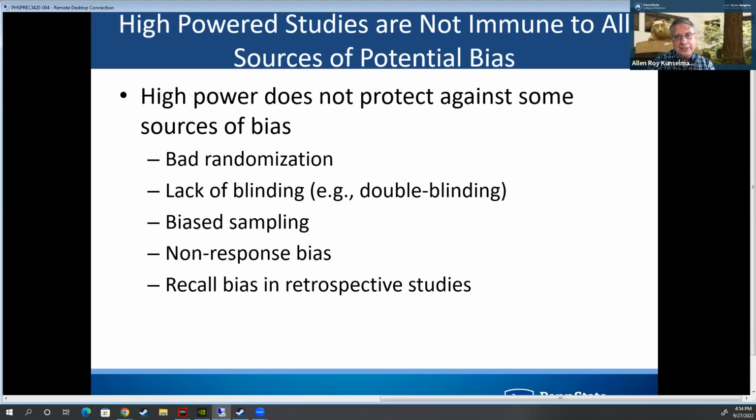And high-powered studies are not immune to all sources of potential bias. So high power does not really protect the study against bad randomization, a lack of blinding, biased sampling, non-response bias, recall bias. So it's great to have a high-powered study, and that's what you want. But again, having a high-powered study doesn't solve all problems.